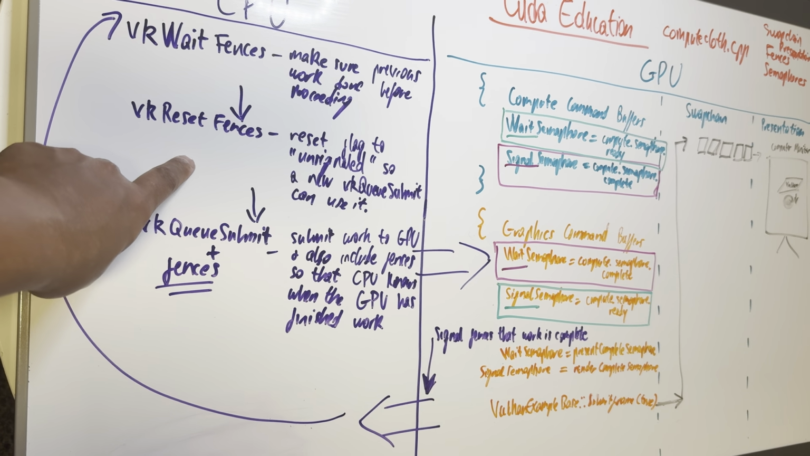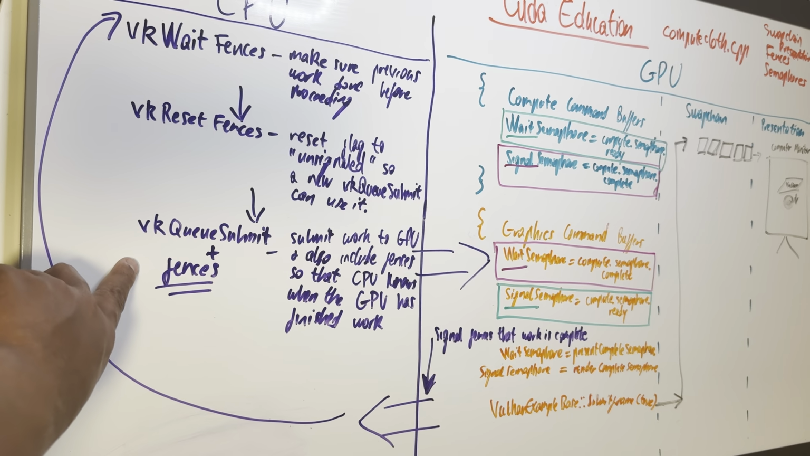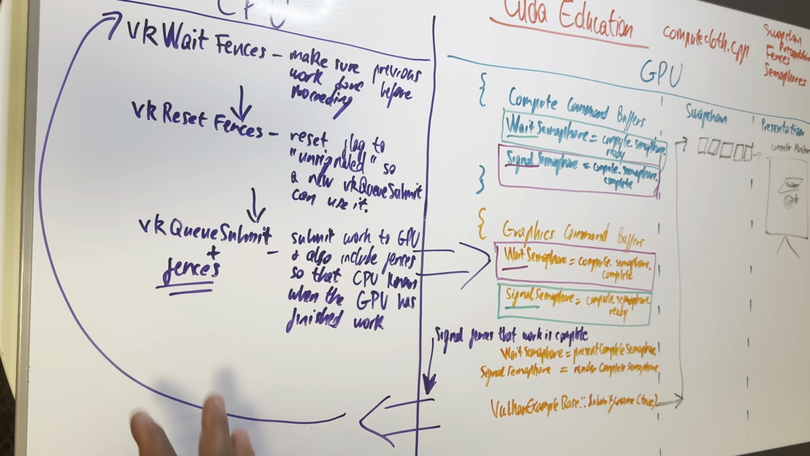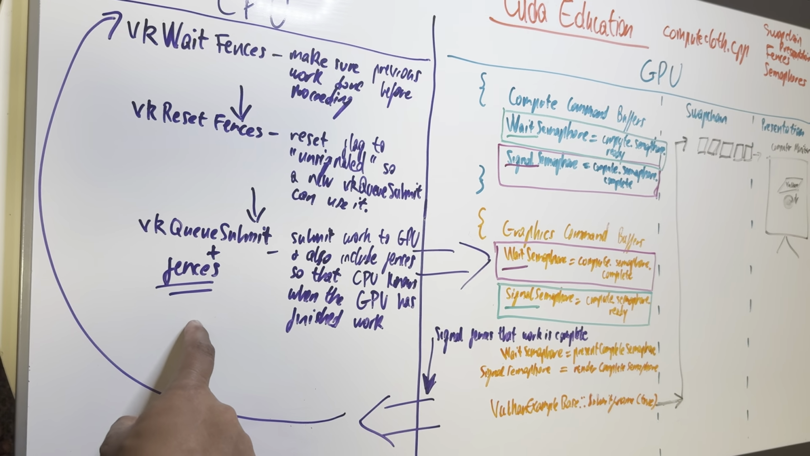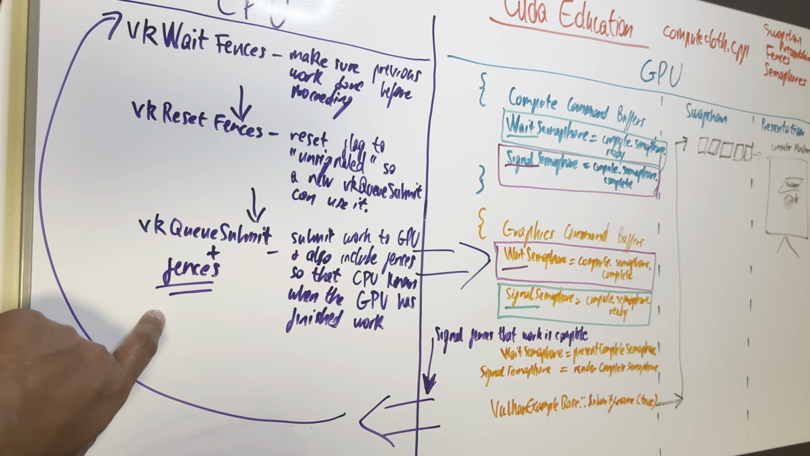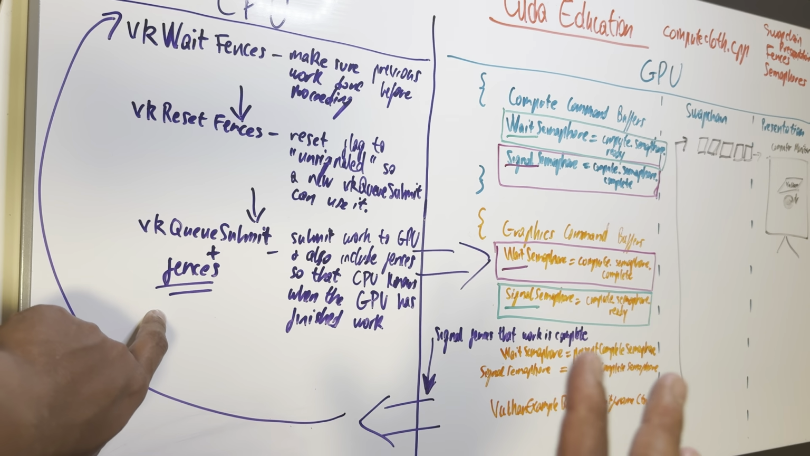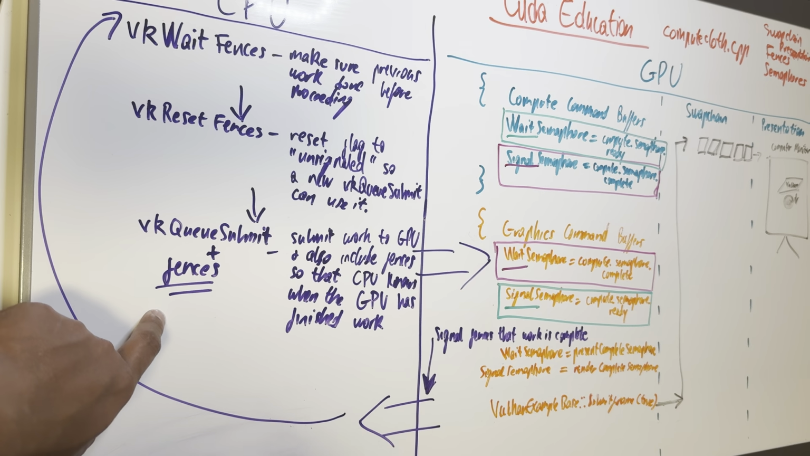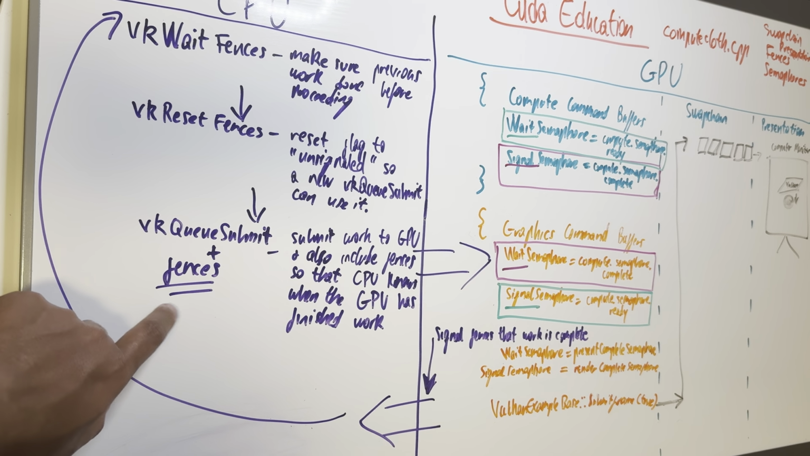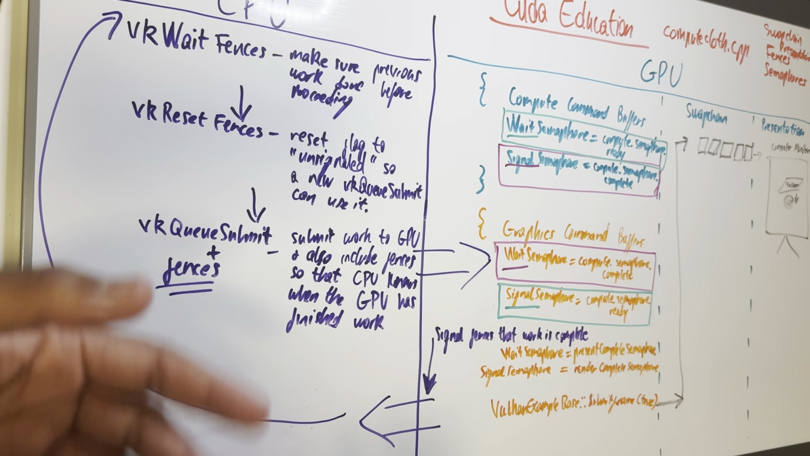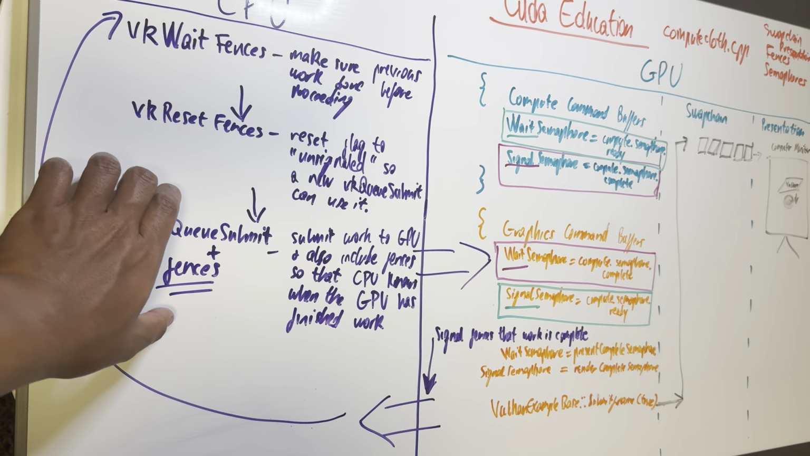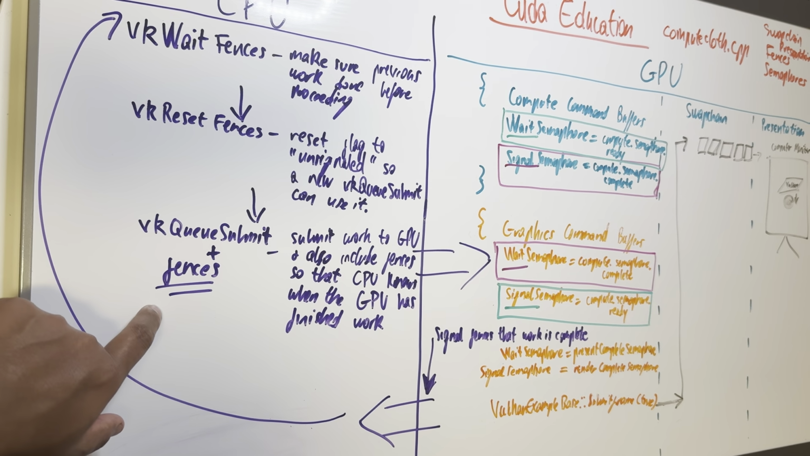We immediately put the fence back in an unsignaled state, and then we associate that fence with the vkQueueSubmit, which is a new batch of work that we're submitting to the GPU. We submit vkQueueSubmit with the unsignaled fence, right? We have to make sure that we submit the fence in an unsignaled state so that the GPU can signal back to us that when the work is complete, it will change the unsignaled fence to signaled, okay? So we're submitting new work to the GPU with an unsignaled fence.